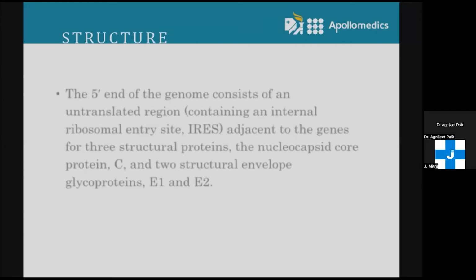So, as I have said, the hepatitis C virus particle consists of a core of genetic material surrounded by an icosahedral protective shell of protein, which is further covered by a lipid envelope. There are 2 envelope glycoproteins, E1 and E2. If we see the genomic structure, the 5' end consists of an internal ribosomal entry site, and just adjacent to it are the genes coding for the structural proteins, that is the core protein C or the capsid protein, and the 2 structural envelope glycoproteins E1 and E2.